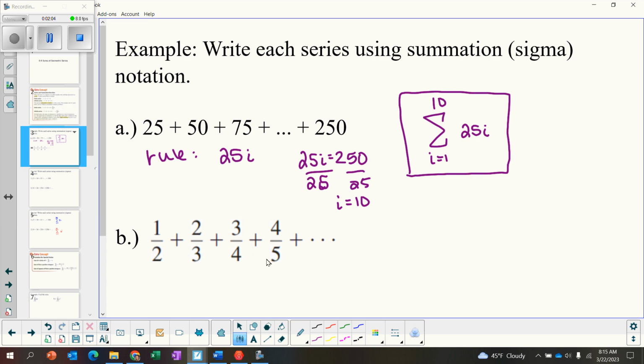For the next one, I noticed that the top is increasing by 1 and the bottom is increasing by 1. The bottom started 1 higher. So i is on top, and on the bottom is i plus 1: 1 over 1 plus 1, 2 over 2 plus 1, 3 over 3 plus 1, and so on. Again, we're starting with i as 1, but this time the top is going to be infinity, and my rule was i over i plus 1.